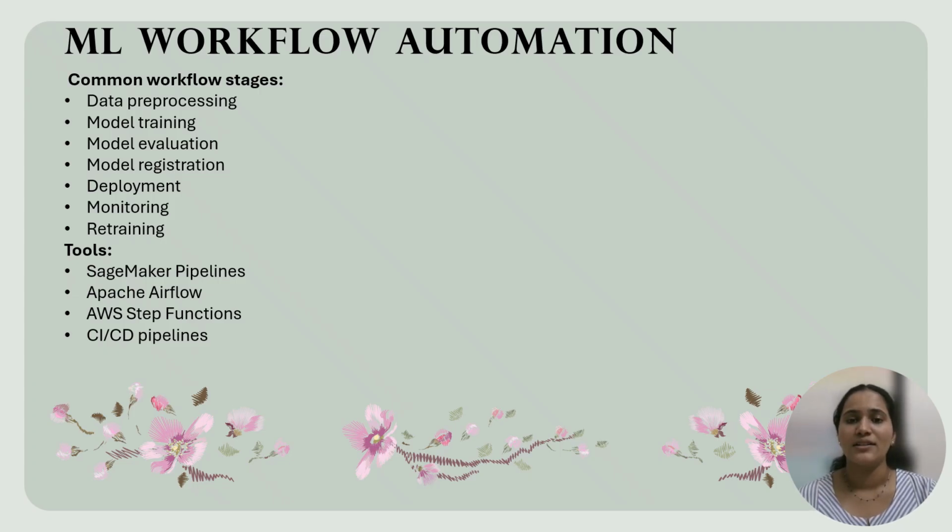AWS provides several tools to automate these steps. SageMaker Pipelines creates end-to-end ML workflows, Apache Airflow manages and schedules complex tasks, AWS Step Functions coordinates different AWS services into a single workflow, and CI/CD pipelines automate testing and deployment. Together, these tools make machine learning development faster, more reliable, and easier to maintain.